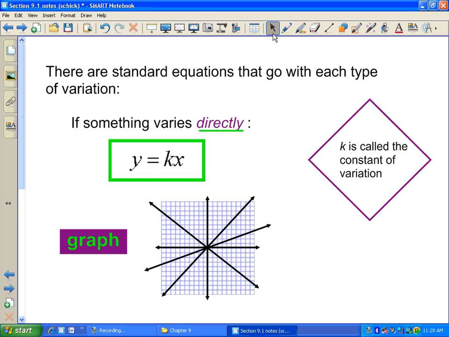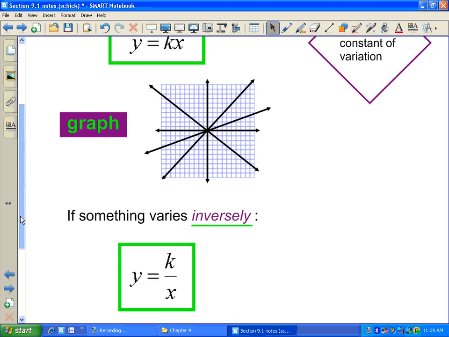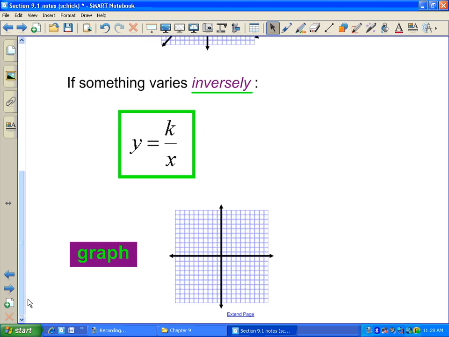It's a straight line that goes through the origin every single time. That's what direct variation looks like. Okay? Well, what else do we have? Well, I can also talk about inverse variation.